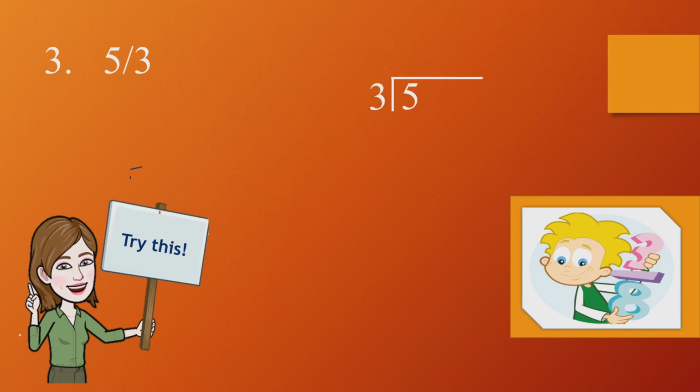So 5 divided by 3 is 1. And 1 times 3 is 3. 5 minus 3, that is 2. And then let's add 0 and then decimal point. Bring down 0, we have 20. 20 divided by 3, that is 6. And then 6 times 3 is 18. And then 20 minus 18, that is 2.